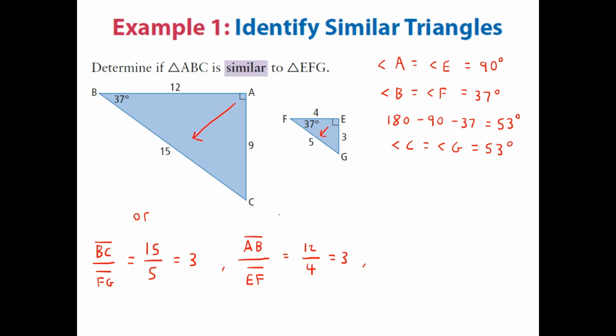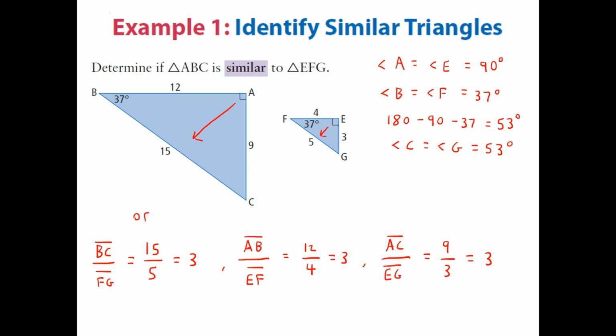Now let's check for the last corresponding side. So AC should be equal to EG, right? I'm going to write AC here, and by equal, I mean they're corresponding. AC is 9, EG is 3. Hence, when I divide these, 9 divided by 3 is still 3. Hence, my scale factor is 3 for every corresponding side.